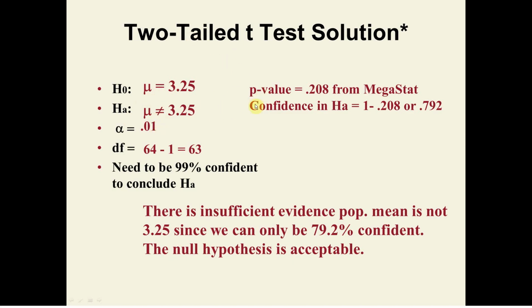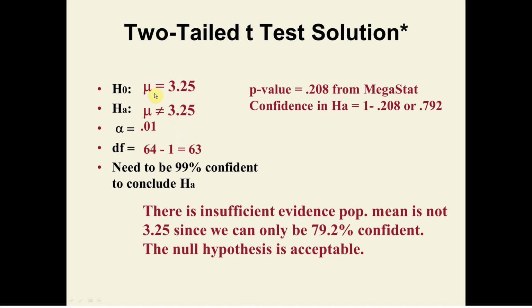Plug it into Megastat, we get a p-value of 0.208. That means the actual confidence, which is 1 minus that, is 0.792. So we can be approximately 79.2% confident that the mean is not equal to 3.25. Well, the required level of confidence is 99. Well, 79.2 is much less than 99. Equivalently, 0.208 is greater than 0.01. Since it's not less than, we cannot reject the null. And so there is not sufficient evidence to support that it's not this.